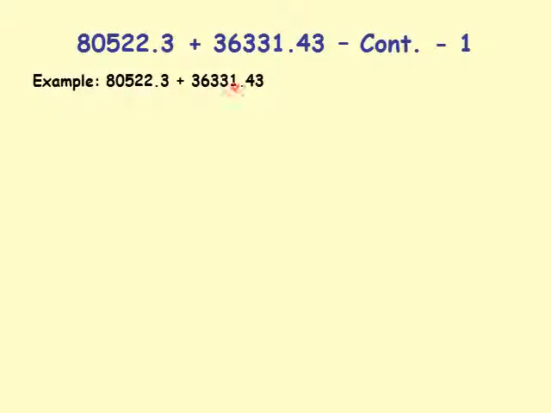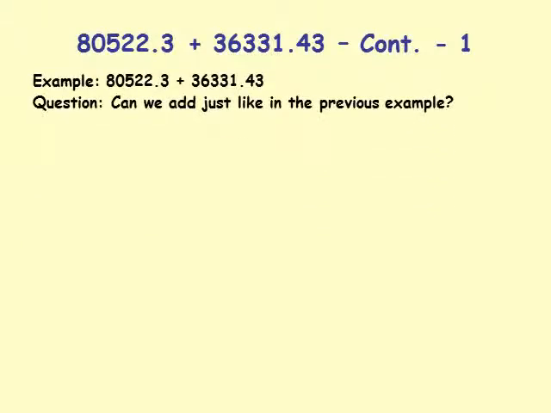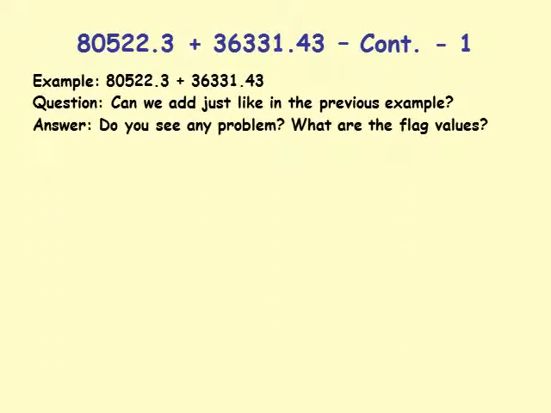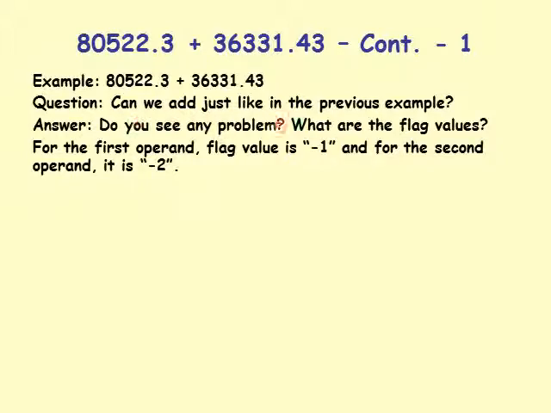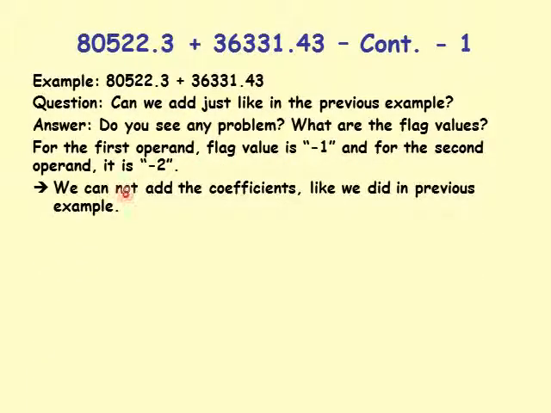So this is our example here. This is what we're asking: can we add just like the previous example? Do you see any problem? There are -1 and -2 flag values, so we cannot add the coefficients just like we did in the previous example, but we still have to add them. How can we match the flag value?